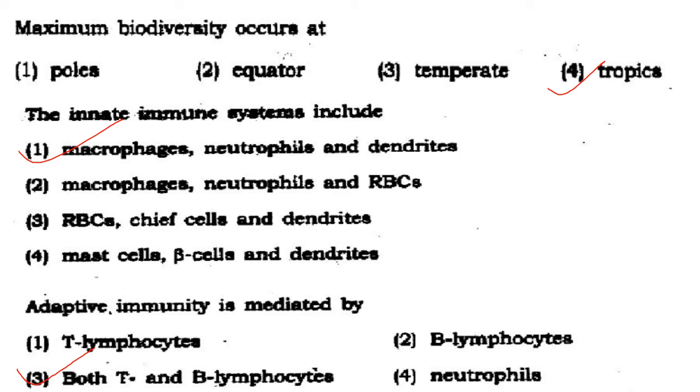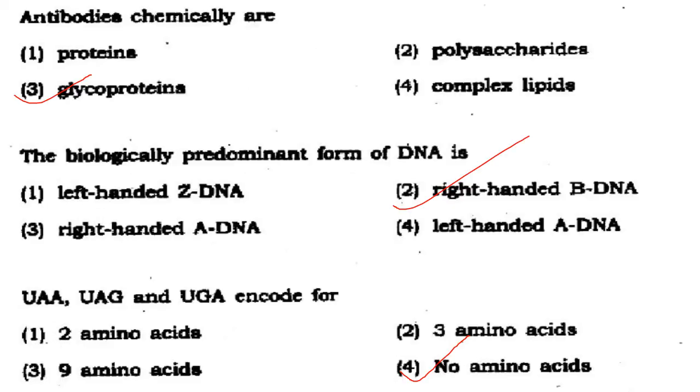Answer is tropics. The innate immune system includes macrophages, neutrophils, dendrites; macrophages, neutrophils and RBCs; RBCs, chief cells and dendrites; mast cell, beta cell and dendrites; macrophages, neutrophils and dendrites. Option 1. Adaptive immunity is mediated by T lymphocytes, B lymphocytes, both B and T lymphocytes, and neutrophils. Answer is both T and B.